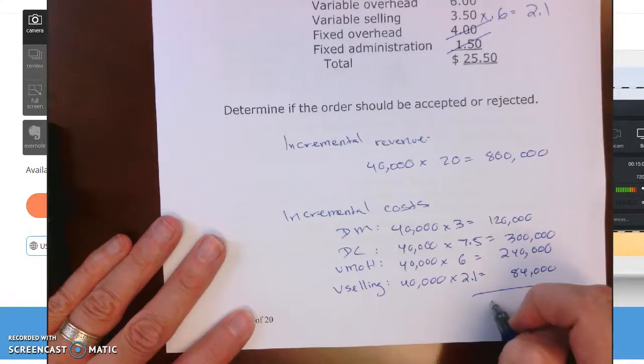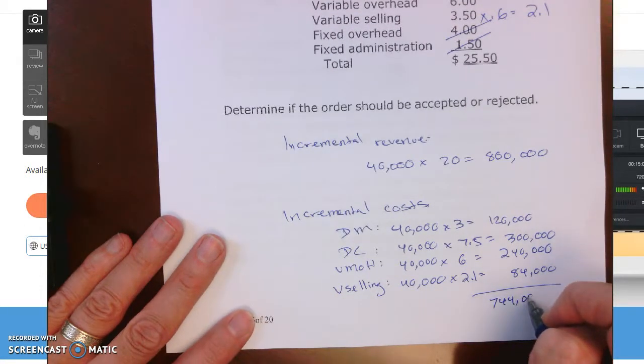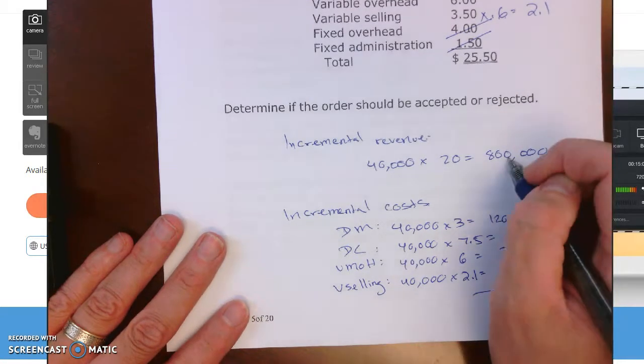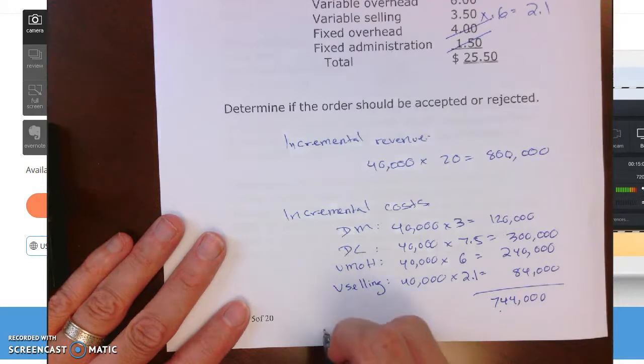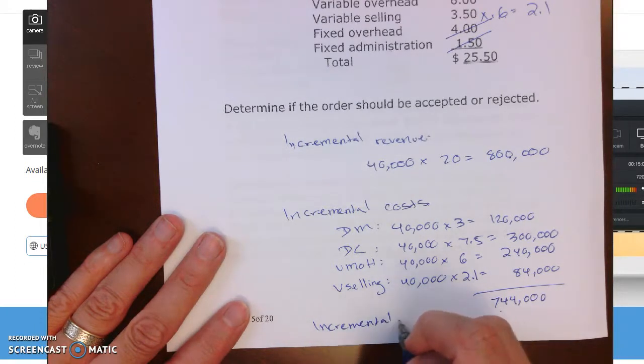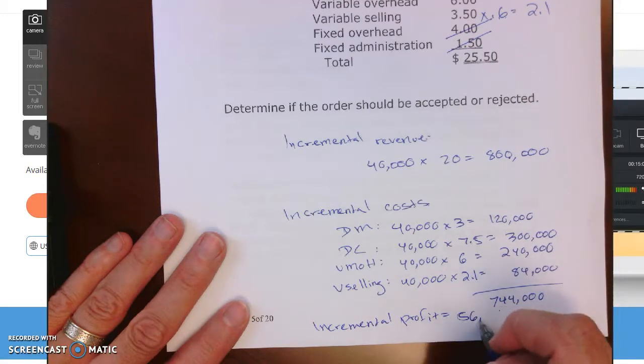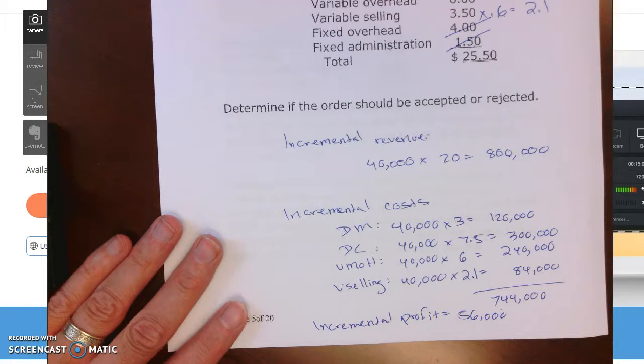I add up all these. My incremental costs are 744,000. My incremental revenue is 800,000. My incremental revenue minus my incremental cost gives me an incremental profit equal to 56,000. So yes, I should take the order.